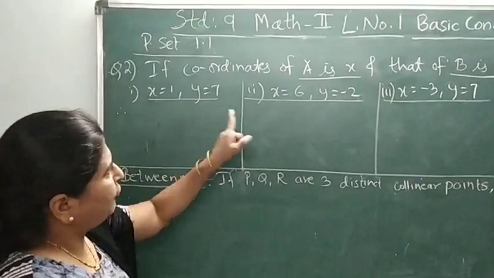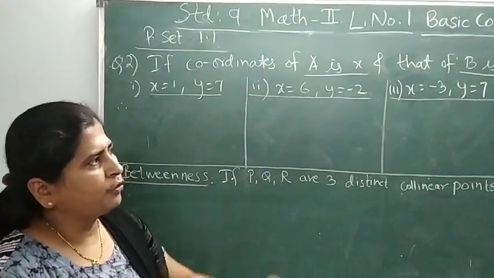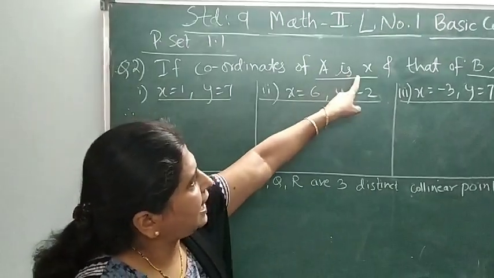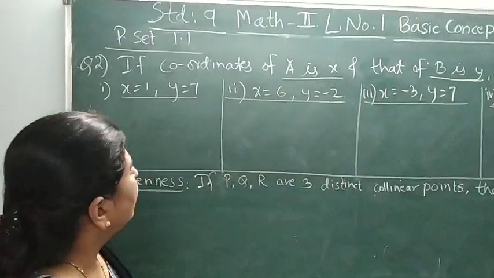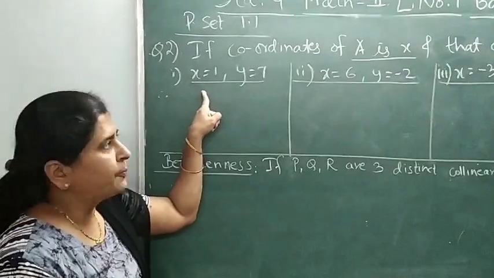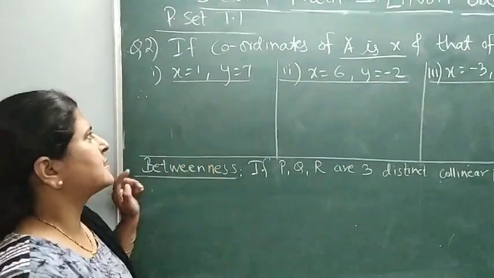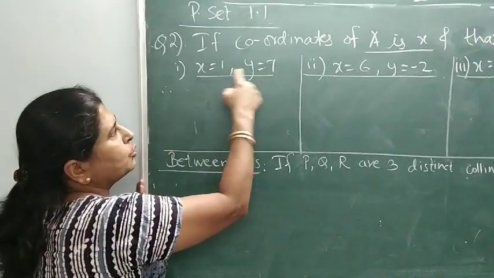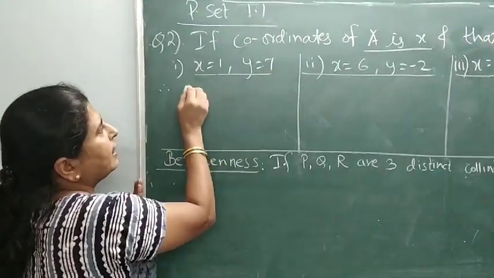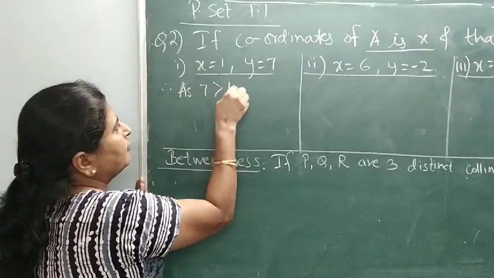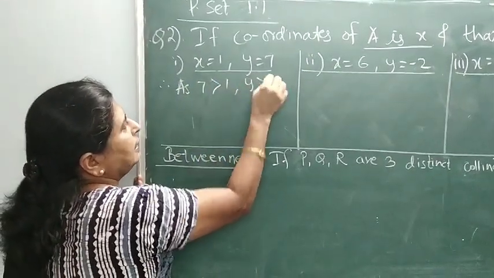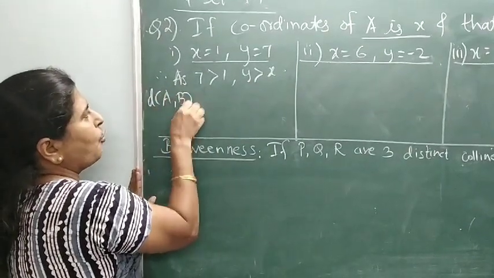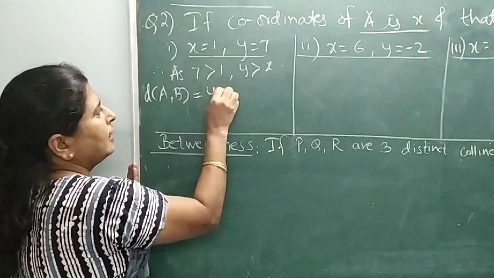Okay, so there are 4 cases I have taken. Here we have to find the distance between the points A and B. The coordinate of A is x, and that of B is y. Now here, as we have seen in the previous video, we have to compare these coordinates. Which coordinate is bigger, x or y? As we can see, both are positive, and 7 is bigger than 1, so y is bigger than x. In that case, the distance between A and B is the bigger coordinate, that is y minus x.